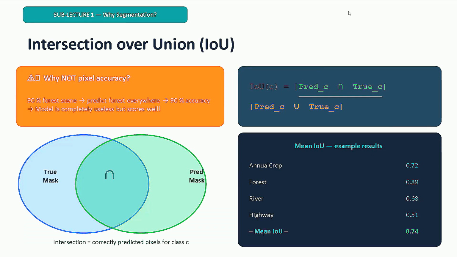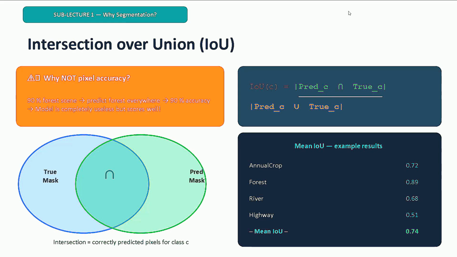Before we build anything, we need to talk about how we measure model performance. I want to start with what not to rely on, pixel accuracy. Here is why. Imagine that 90% of an image is forest. If a model predicts forest for every pixel, it achieves 90% pixel accuracy. But the prediction is still poor because it completely misses the river, the road, and every other land cover class.